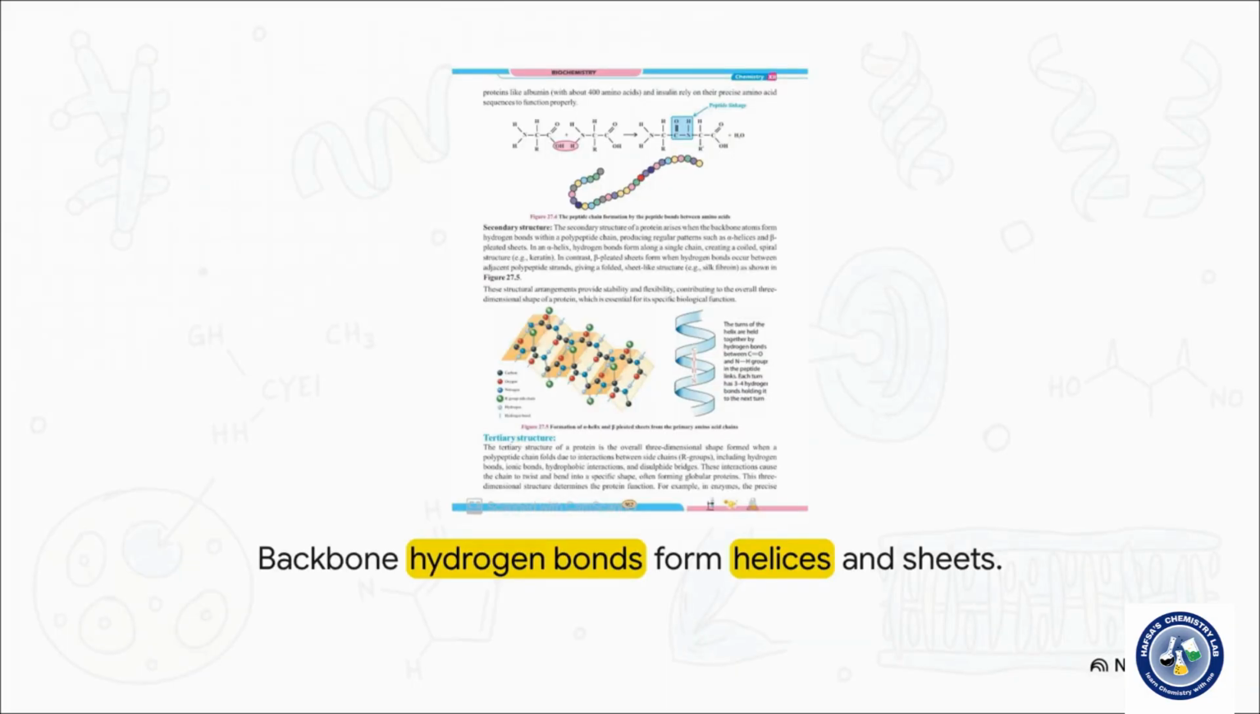Then, that primary chain naturally begins to fold into its secondary structure. Atoms right along the protein's backbone begin forming hydrogen bonds with each other. These hydrogen bonds force the once flat chain into highly regular, localized patterns. It's either going to coil up into a spiral shape known as an alpha helix, or it's going to fold back and forth into flat, parallel ribbons called beta-pleated sheets. These structures provide essential stability and flexibility to the growing protein.